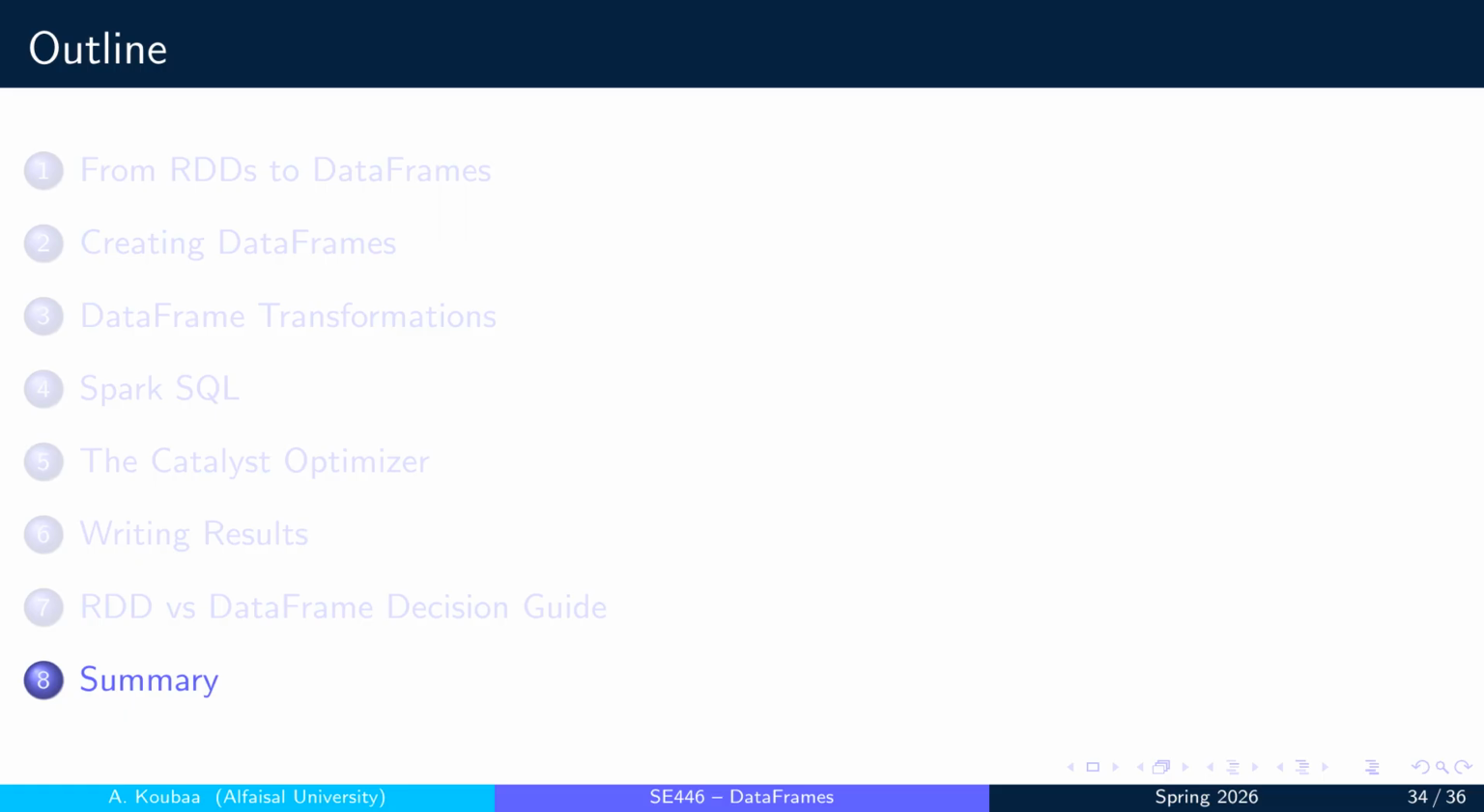A significant portion of our discussion was dedicated to data frame transformations and actions, which are the core tools for data manipulation. We also explored Spark SQL, which offers a declarative way to query this data. We briefly looked under the hood at the Catalyst Optimizer, the engine that makes this high-level API so efficient. Finally, we covered how to write our results and provided a decision guide for choosing between RDDs and data frames. This gives you a complete picture of the data frame API.